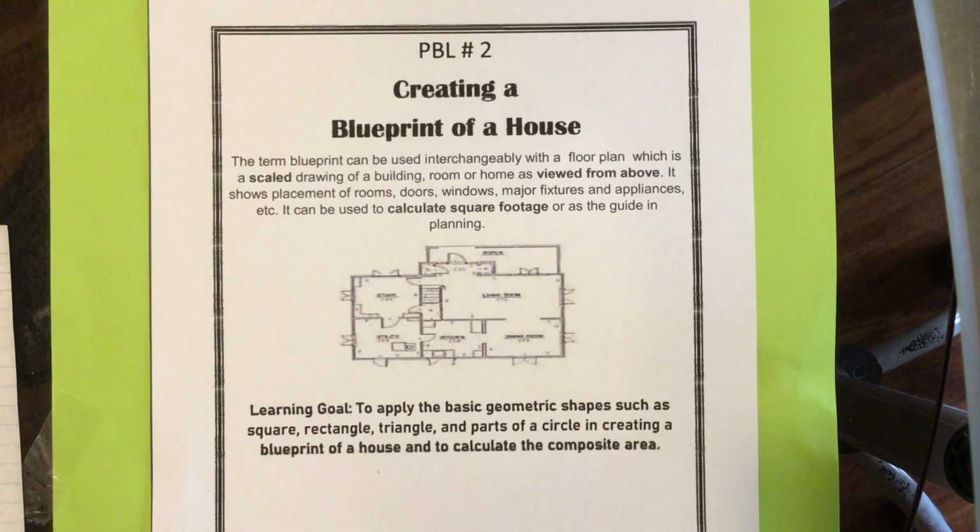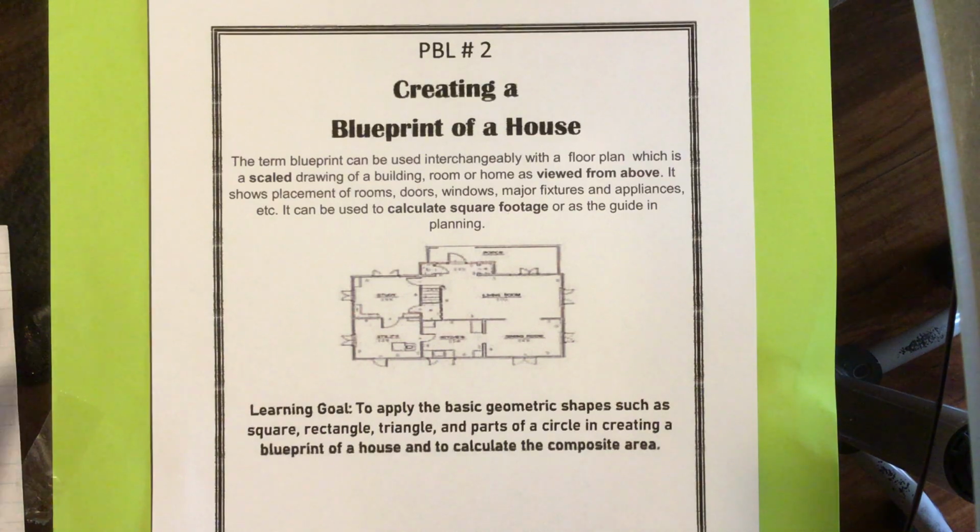So our goal today is to apply the basic geometric shapes, such as a square, rectangle, and, if you'll be using them, a triangle and parts of a circle, in creating a blueprint of a house, either where you're staying right now or your dream house, and to calculate the composite area. Later on, I'm going to show you how to calculate the composite area. So that said, let's get ready.